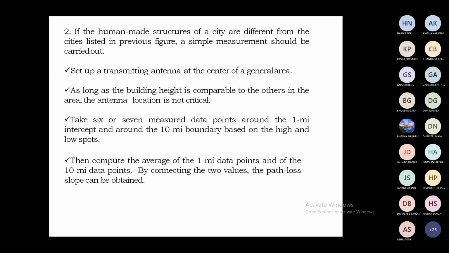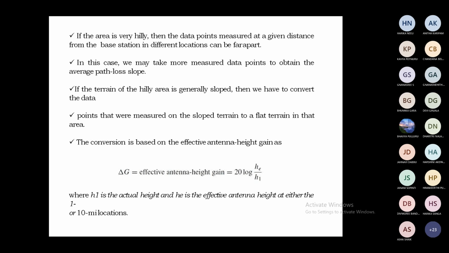We have to find and note down the signal strength at the different data points, and based upon that, compute the average of the 1 mile data points. Similarly, you have to note down 6 or 7 measured data points for the 10th mile also. Compare both the 1 mile and 10th mile data and connect them together. Finally, the path loss can be obtained. That is, first mile data measured, 10th mile data measured, and drawn connecting together, we finally get the path loss curve. This is about the 1 mile intercept point.